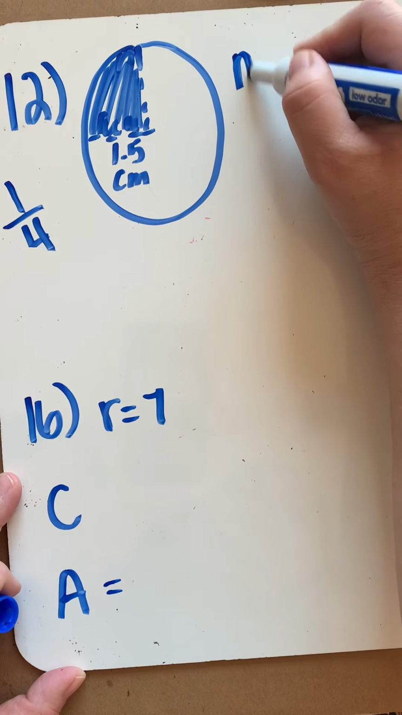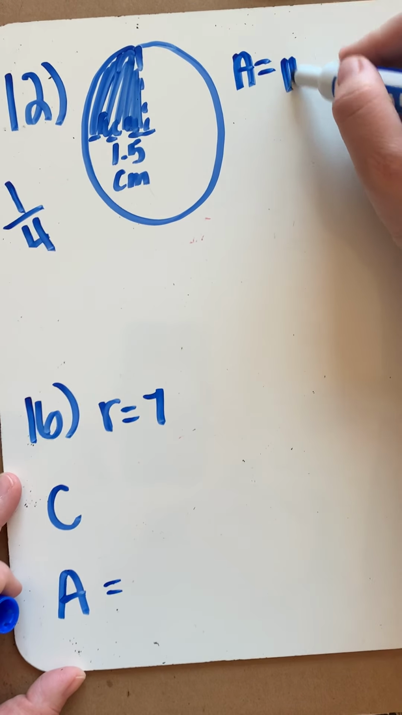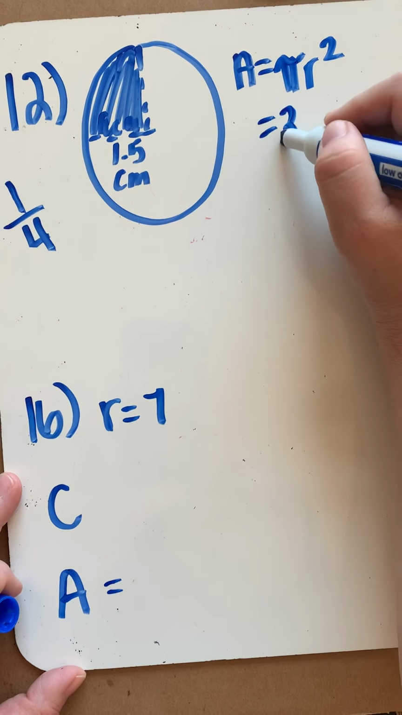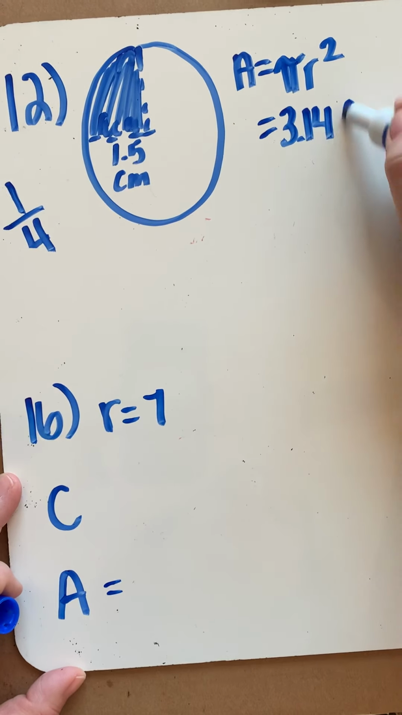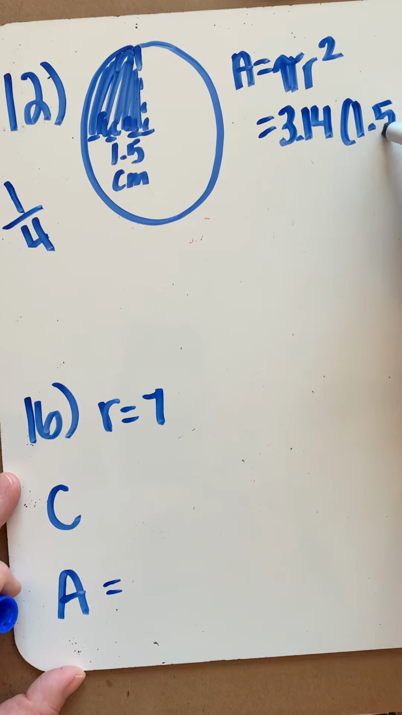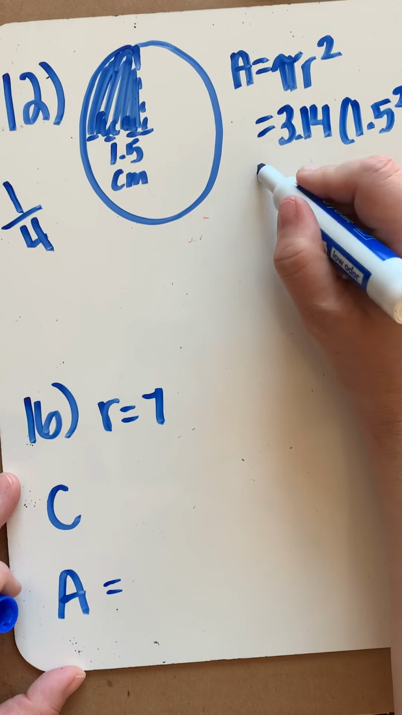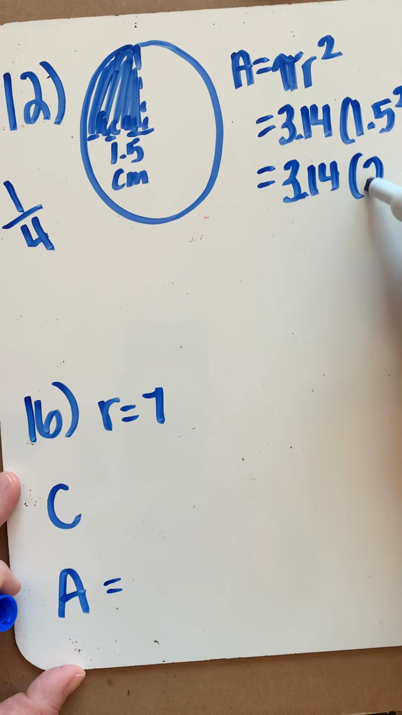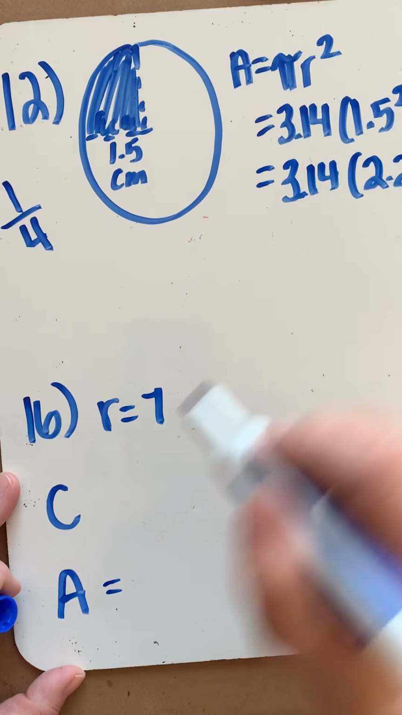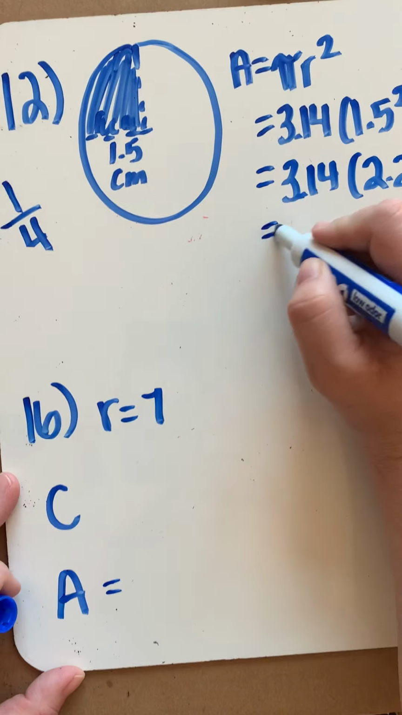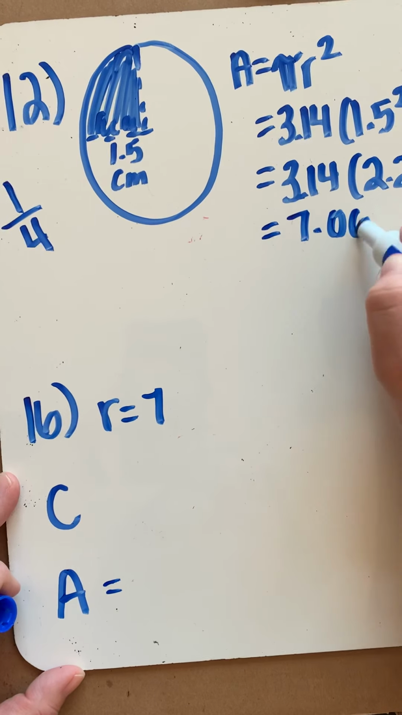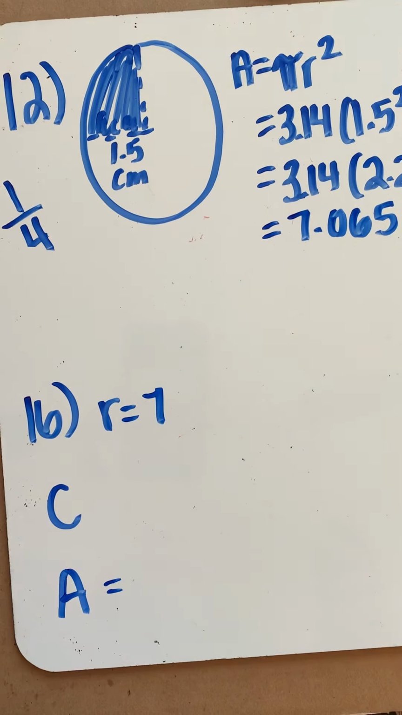As we always do, we start off with our formula. Area equals pi r squared. Going to plug our info in. 3.14 times 1.5 squared. 1.5 squared is 2.25. And when you multiply these two together, you get 7.065. But we're not done.